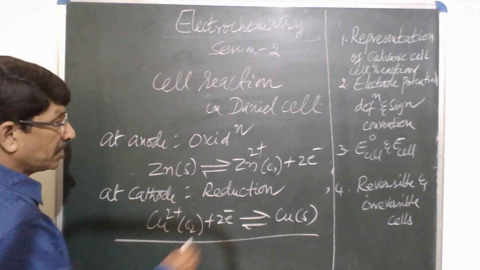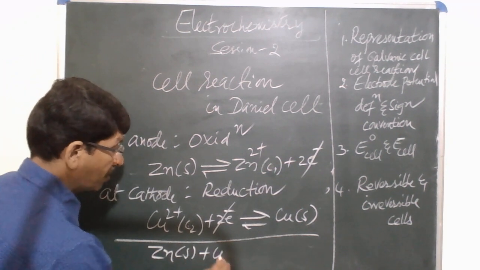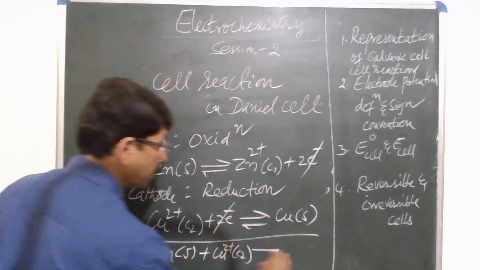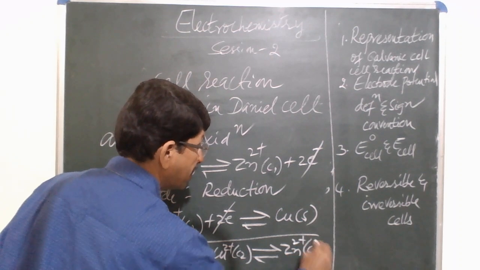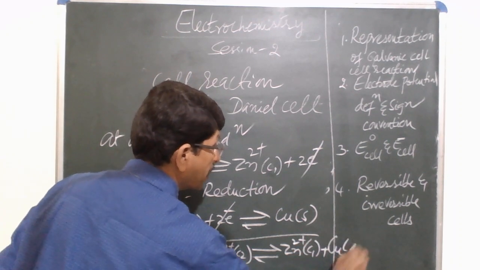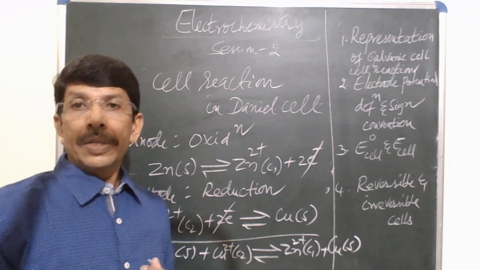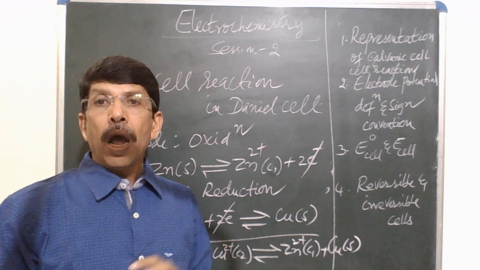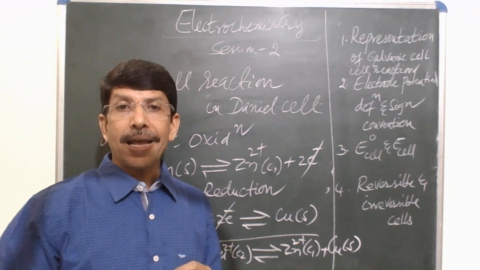And what is the overall reaction? Zinc (S stands for solid) giving rise to Zn2+ (C1) plus copper. This is the cell reaction. So the cell reaction is nothing but the combination of the oxidation and reduction processes taking place at the anode and cathode.